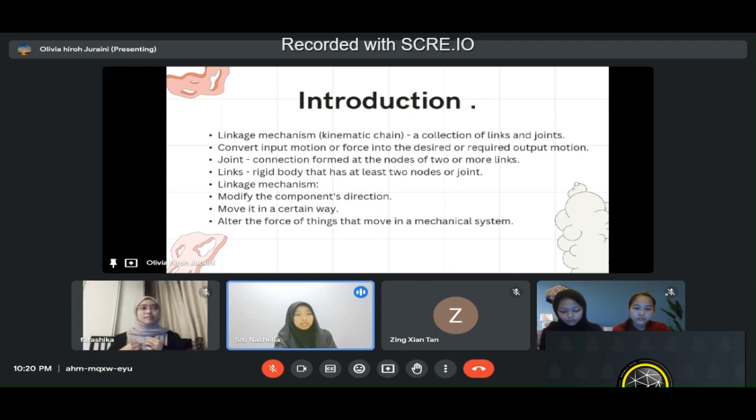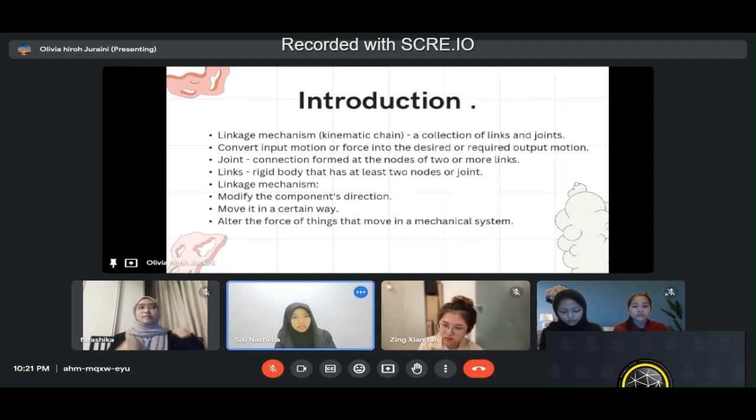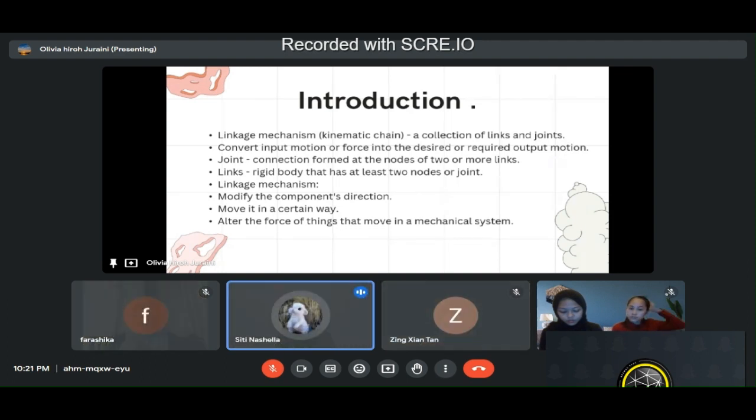A linkage mechanism can first modify the component's direction, second move it in a certain way, and the last one is to alter the force of things that move in a mechanical system.